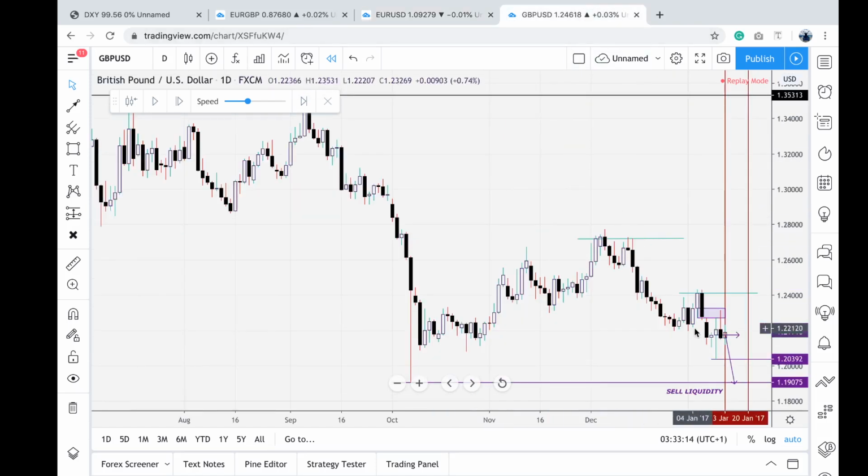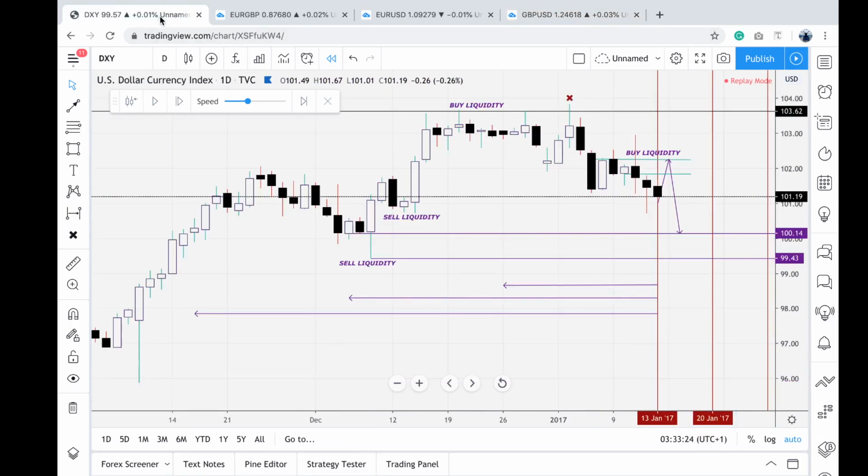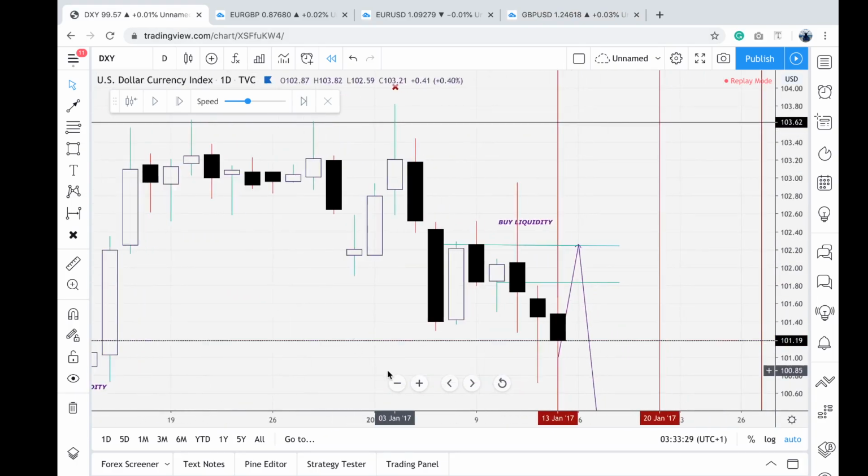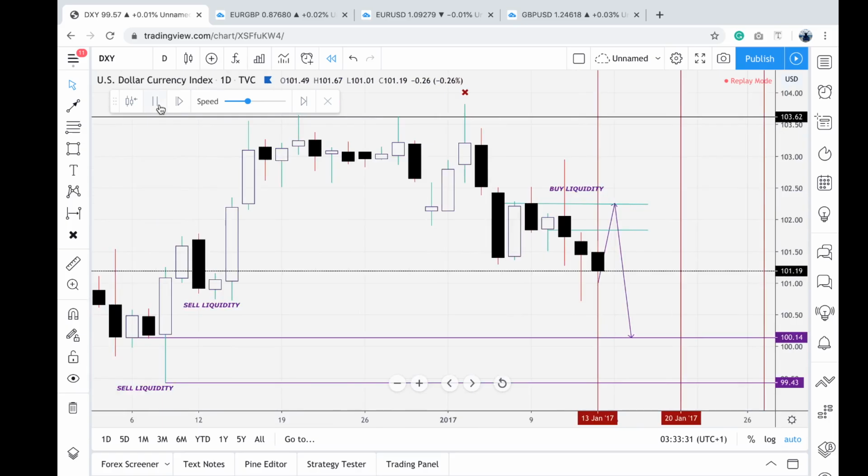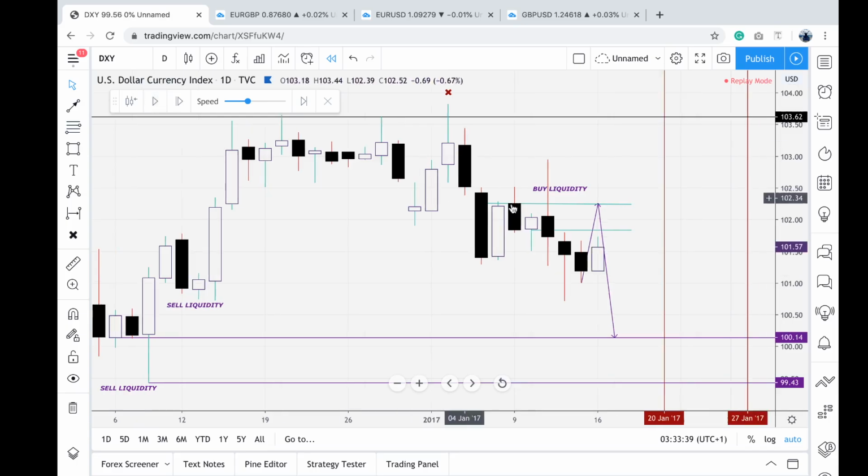British pound USD, looking for a price to trade down lower into this level. So let's move this. Let's see Monday's price action and what price actually does on Monday. Let me remove this because you don't really need this anymore. So Monday's price action. Price made a corrective market structure up.